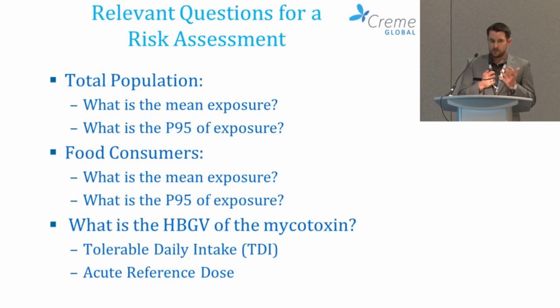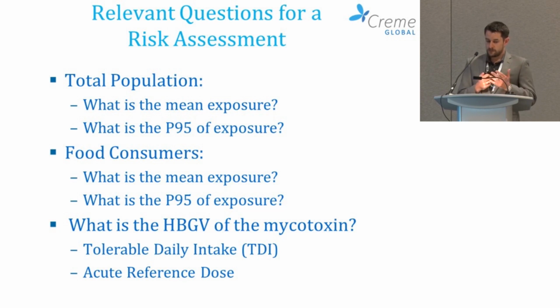So the kind of questions that you would ask for a risk assessment focusing on the dietary exposure component would be these kind of things. Amongst your population of consumers, your total population, what is the mean or average exposure to the mycotoxin? Or what is the upper percentile, typically what you might call the 95th percentile of exposure in that population? And I will admit there's a bit of a European slant to some of the methodologies and models I'm going to be talking about, but in general this is very universal stuff.